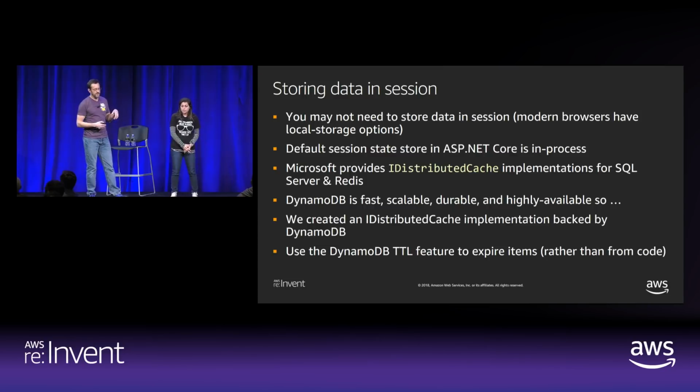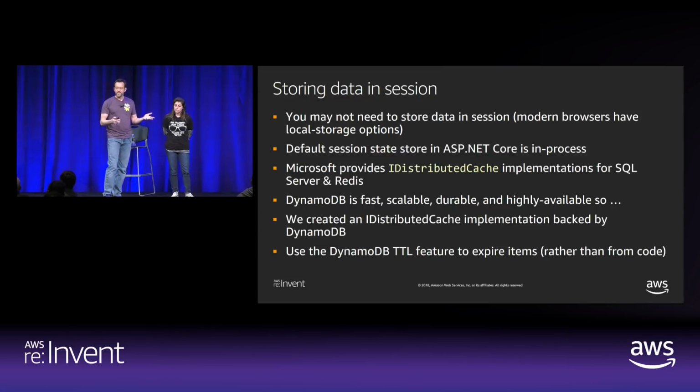So Microsoft has provided IDistributedCache implementations for SQL Server, surprise, surprise, and Redis. Both of those solutions would require you to have yet another set of EC2 instances, servers to manage, and SQL Server to patch. That's infrastructure. And for us, we wanted the least amount of infrastructure, or ideally no infrastructure. We're already using DynamoDB to store other stuff, including those encryption keys, so we thought that would be a perfect place to store session state.